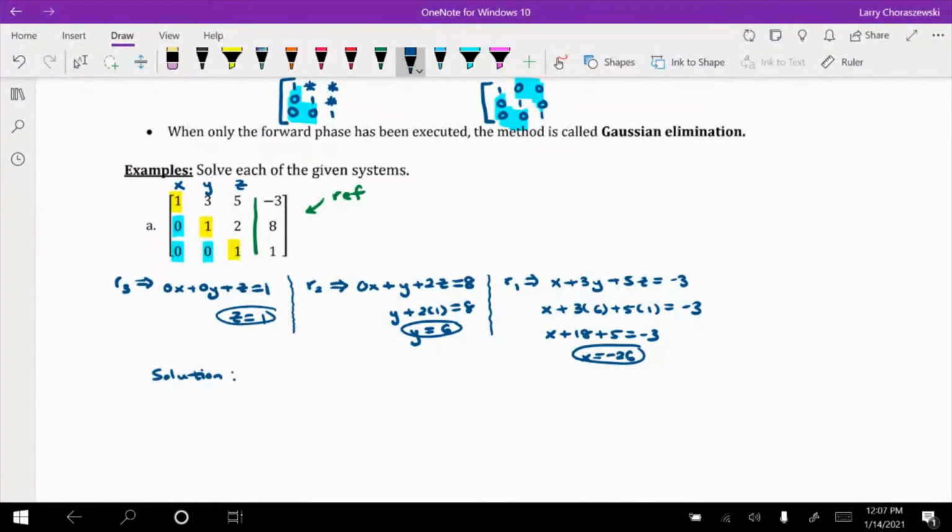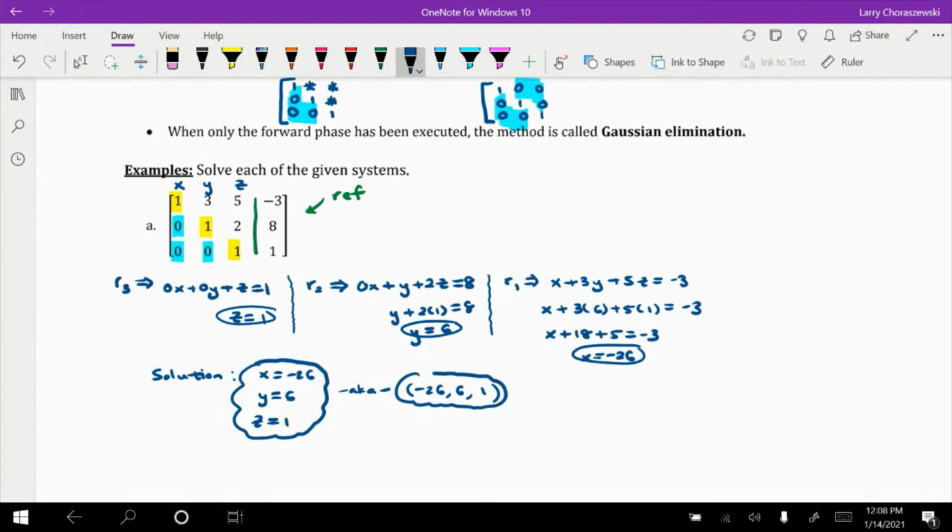Our solution we can write out in a couple of ways. We could separate out the variables: x equals -26, y equals 6, and z equals 1. I'd be happy to accept your answer that way. But this is also known as an ordered triple, (-26, 6, 1). So that's one way of solving a linear system with a matrix that's in REF format.